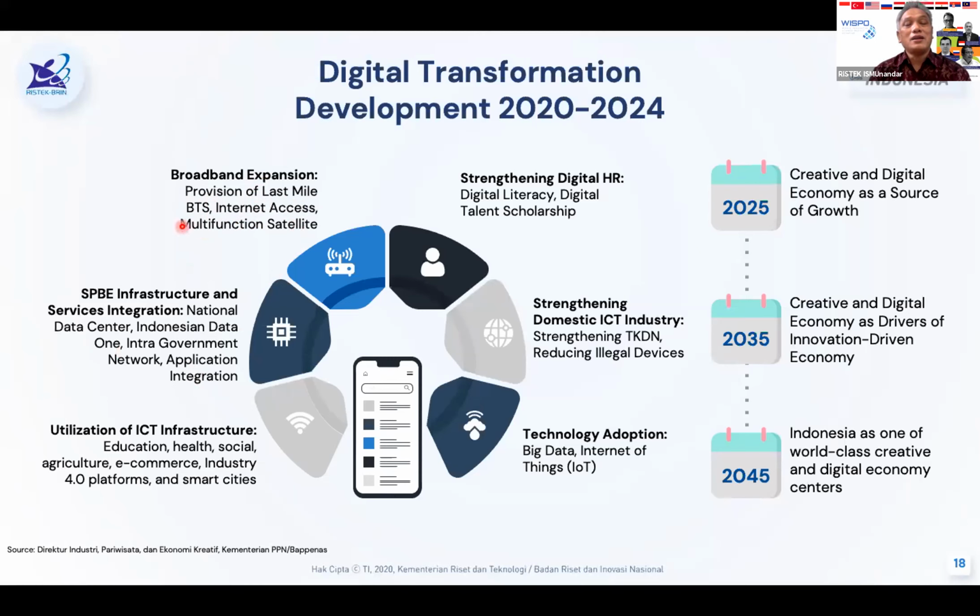Especially in the last mile, many areas in Indonesia have not been covered by internet. So this is very important, and will be done especially in these next 5 years. And then strengthening digital human resources through digital literacy and digital talent scholarships, strengthening domestic ICT industry, and also adoption of technology.